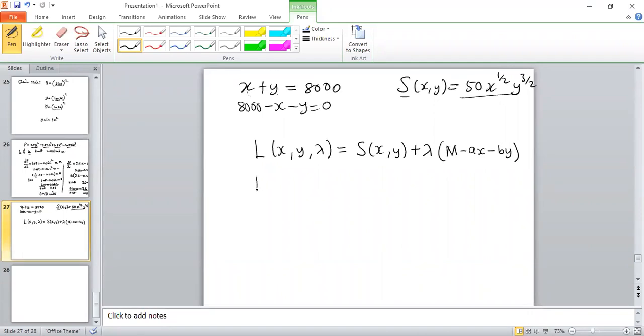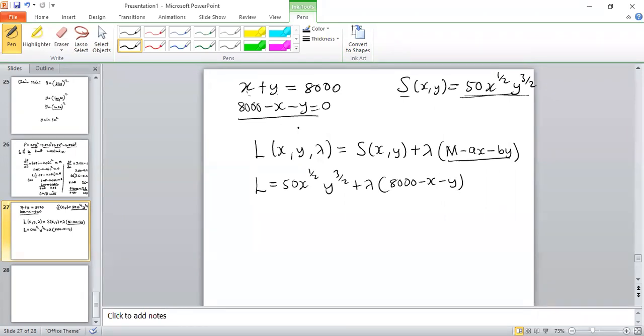Then you come up with a Lagrange equation. L is equal to, the S function is this, which is 50 X to the power 1 over 2, Y to the power 3 over 2, then plus lambda, open bracket, the equation that we have, M minus AX minus BY, is this, 8,000 minus X minus Y. Up to that stage, before I go any further, is it clear, Anita? Is this making sense to you?